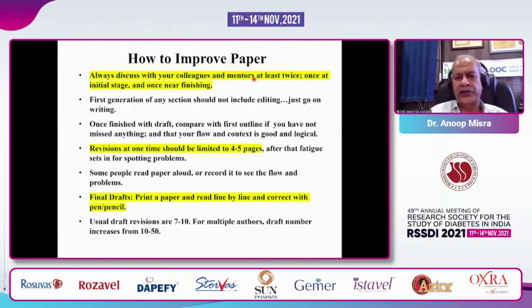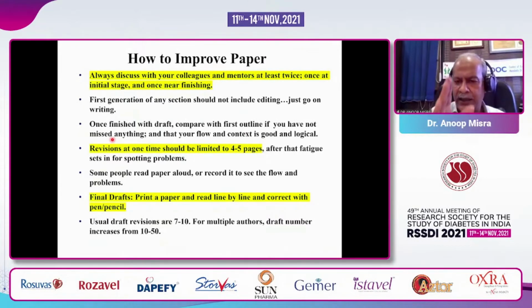Always discuss with your colleagues and mentors at least twice. Once at the initial stage and once near finishing, on how to improve your paper. And each time, if I am revising a paper today, I will read only 3 pages, because I know that after that my mind is saturated. I'm not going to find faults in that. So maybe 2 days later, I will read again.